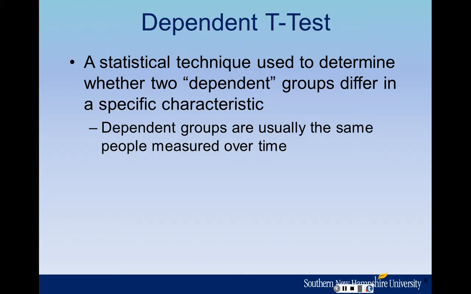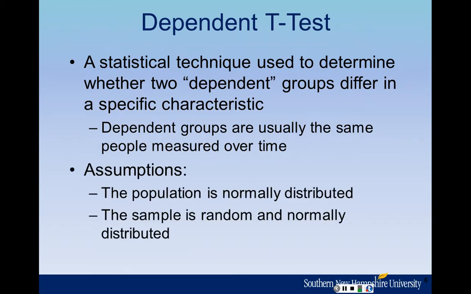So in that case, if you want to see if noise made a difference in someone's ability to take a test, then you would need to use a dependent t-test, because the groups are related. So a dependent situation is usually when you have the same group of people measured over time, and that's the comparison you're trying to make, or the same people being measured under different conditions. That's a dependent t-test. Similar assumptions as the previous test. The sample is random, normally distributed, so that still applies.